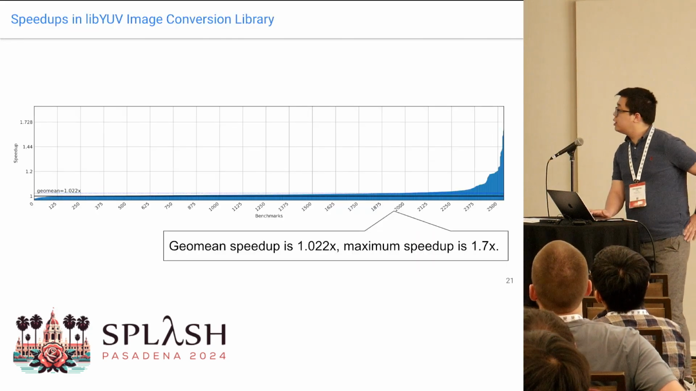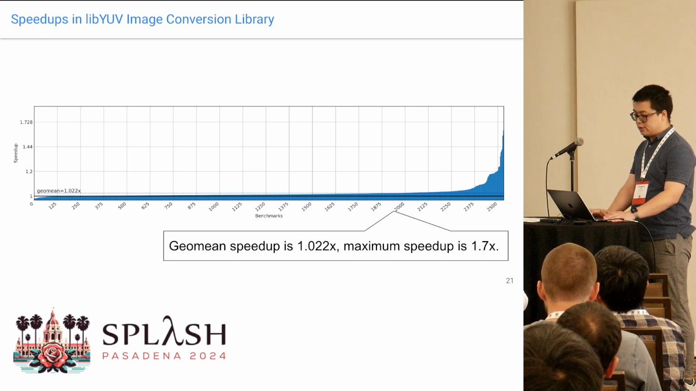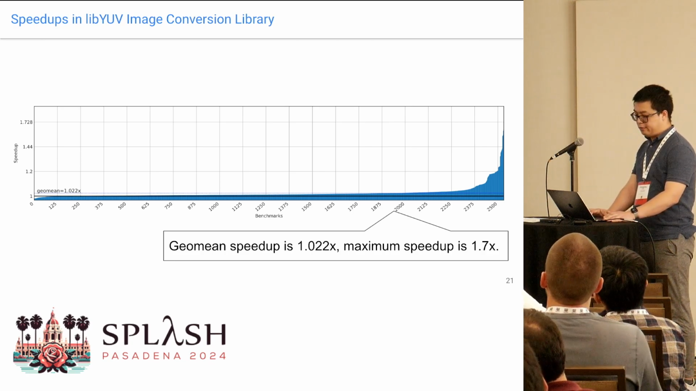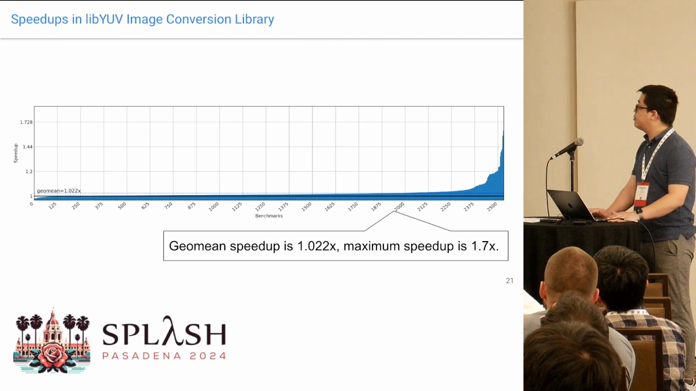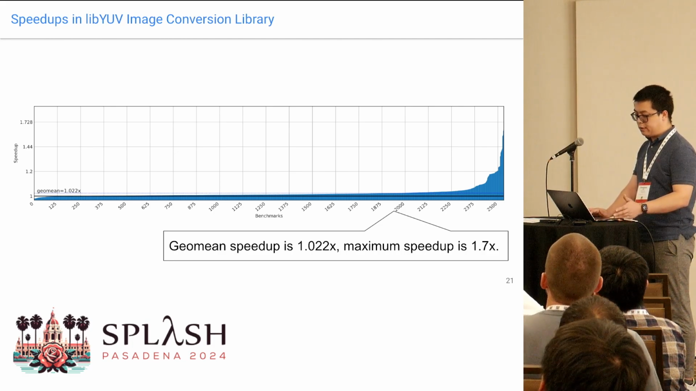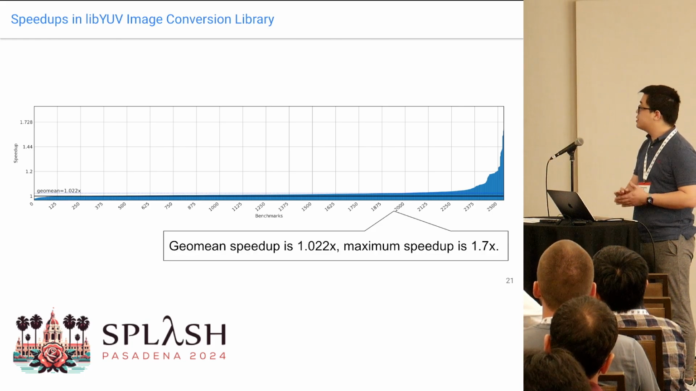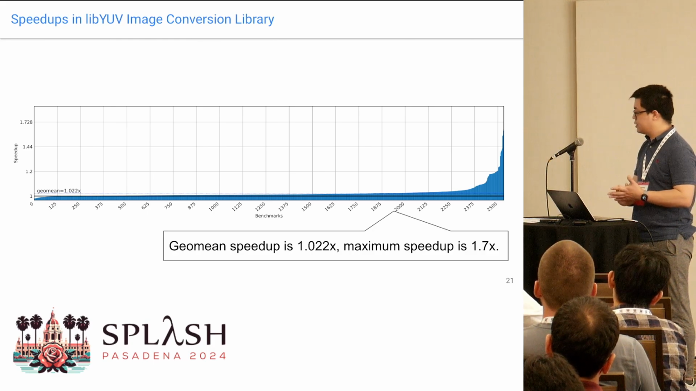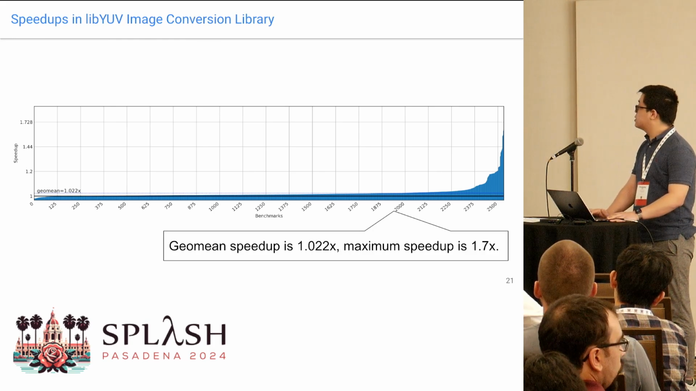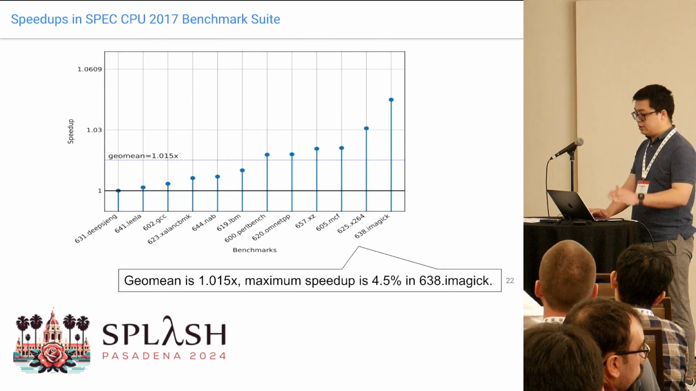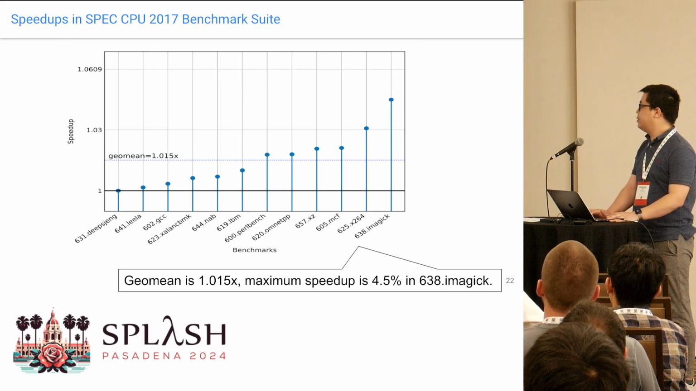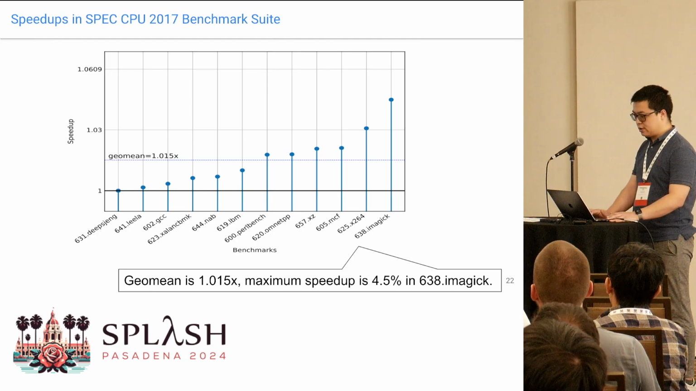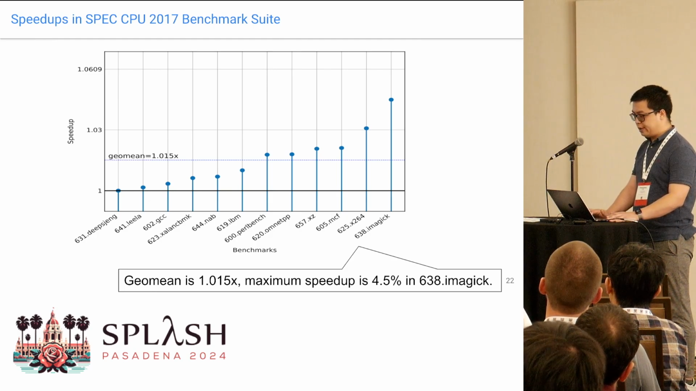We compare LibYUV with our superoptimizer, and this plot shows the speedup on the LibYUV test suite. As I mentioned in the beginning of the talk, this library is heavily optimized by Chrome engineers. Yet we still got significant speedups on this library. And this shows the performance result for the SPEC 2017 benchmark suite. The average speedup is about 1.5%, and the maximum speedup is 4.5% in one of the benchmarks.